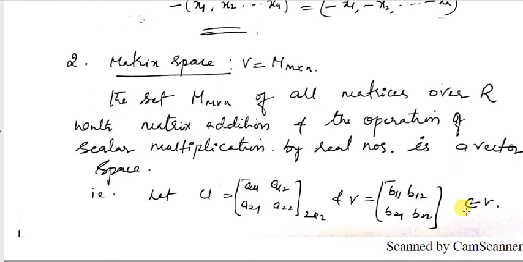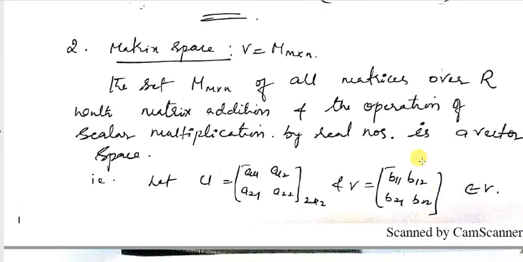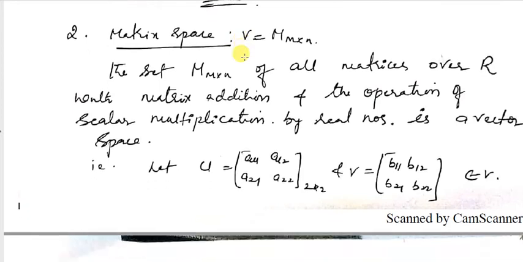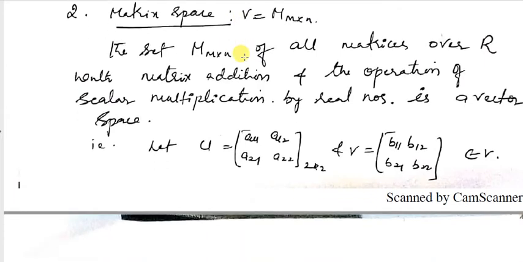Let me take one more example, the matrix space. That is, if V is a vector space which contains the set of all matrices of order n cross n over the set of real numbers, with matrix addition and the operation of scalar multiplication by real numbers, it is a vector space. So let us show the matrix addition and the scalar multiplication.